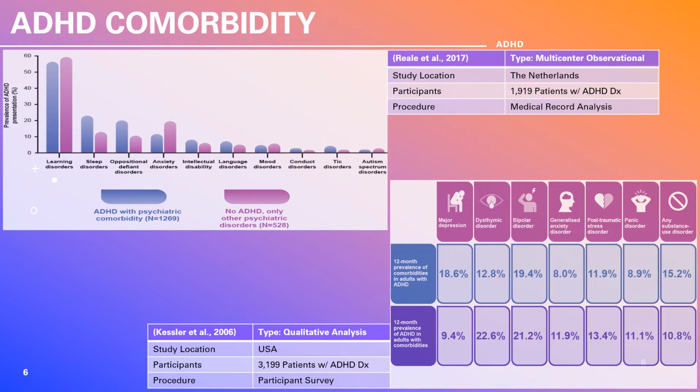The slide on the lower right illustrates results from a 2006 study by Kessler and others that surveyed 3,199 participants aged 18 to 44 in the United States, aimed at identifying ADHD comorbid prevalence into adulthood. Admittedly, the study is quite dated. Unfortunately, adult ADHD comorbidity research appears to be limited. However, this data does provide a glimpse into the most common comorbidities in adults. Note the elevated rates of bipolar, major depression, and substance use disorders.